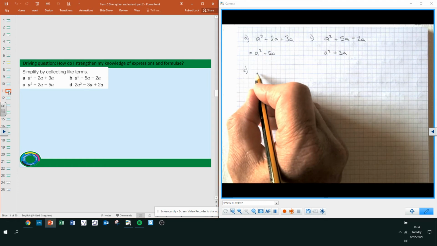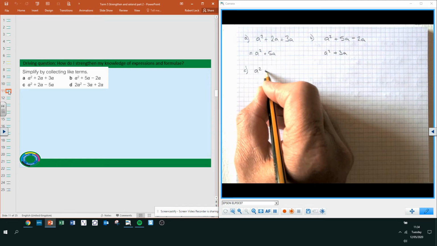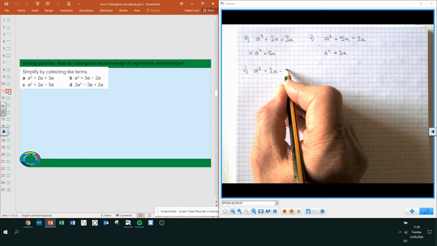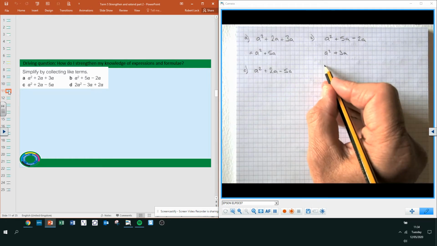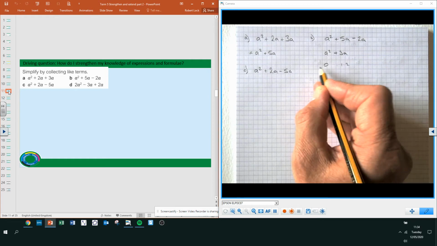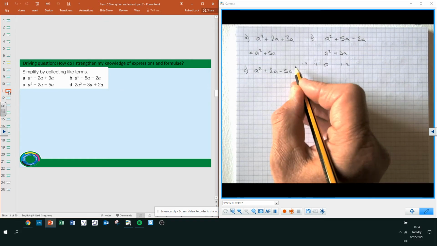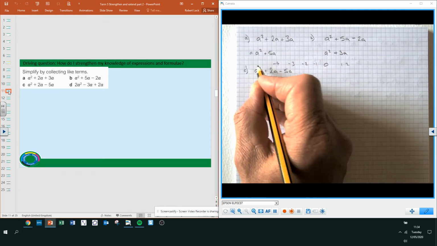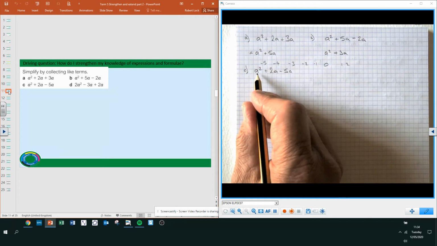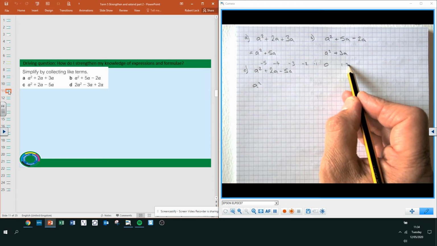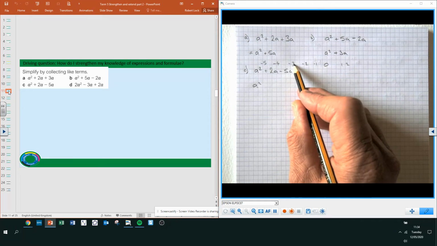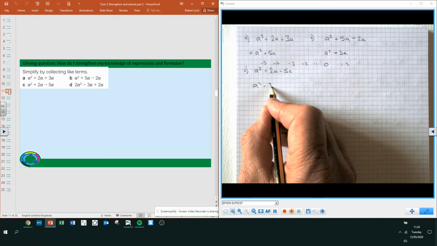C. A squared plus 2a minus 5a. Slight difference here. Put the number line up. 1, 2, 1, 2, 3, 4, 5. So a squared, the only a squared we got. Start at 2, take away 5. 1, 2, 3, 4, 5. So the answer is minus 3a.